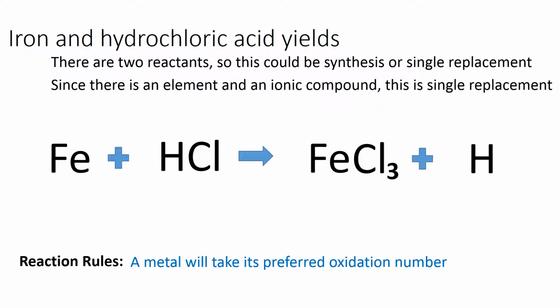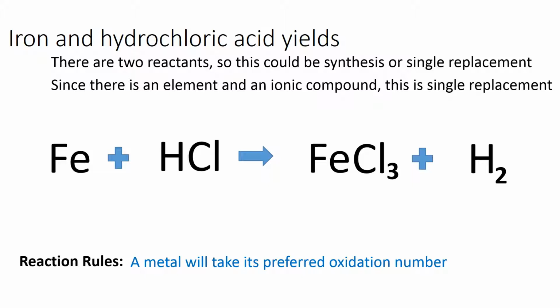The last thing we need to do is take a look at our other product, hydrogen. As a free element, hydrogen never exists by itself. It's a diatomic element, so we need to have H2. Now all of our formulas are correct, and we need to balance the equation. The irons look okay. There's one on the left and one on the right, but the hydrogens and the chlorines aren't balanced. We have one hydrogen on the left and two on the right. We have one chlorine on the left and 3 on the right.